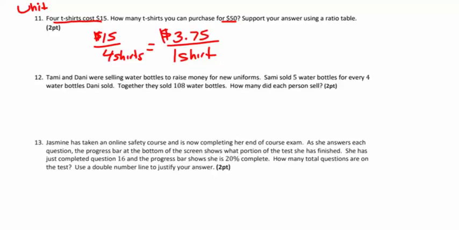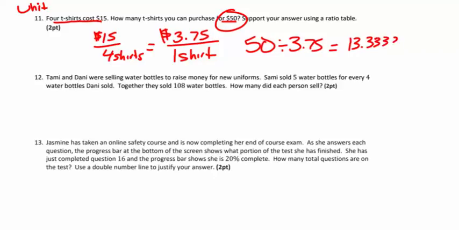But I have $50. I want to know how many shirts I can buy with that money. So that's just a division problem. So that's $50 divided by $3.75. So when I do that, it comes out to be 13.33333. Well, the question is how many shirts? So can I buy a partial shirt? No. So that would just be 13 shirts.